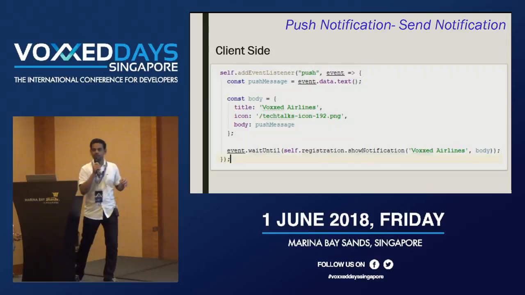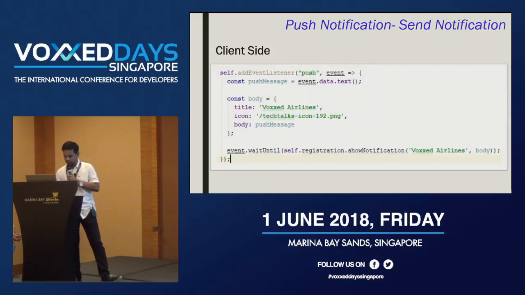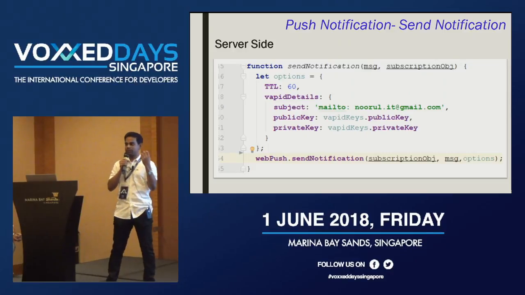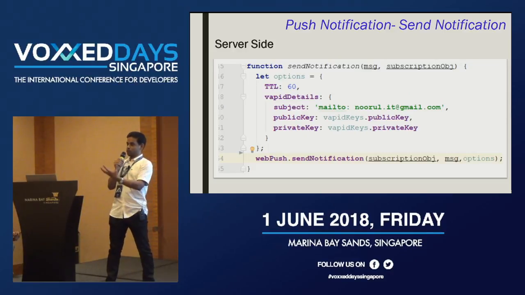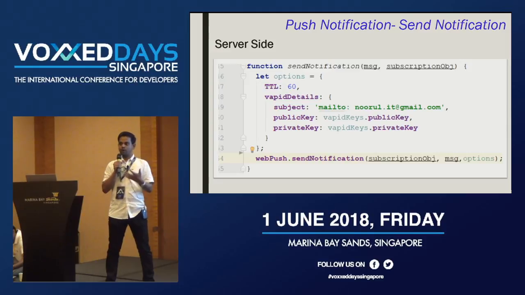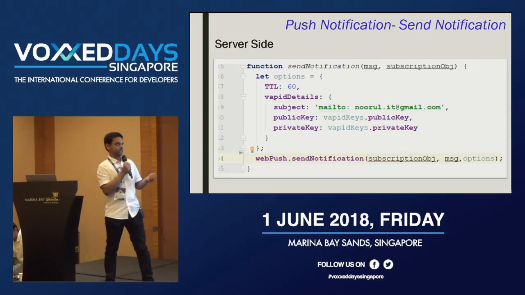Okay, so let's touch base on the encryption part. The push service always has to know that the message is coming from the right origin, the right server. For that, there is something called VAPID, voluntary application server identification. There is an npm library available to create the keys. You just install it and then issue a command to create keys. It will create a private key and public key for you.